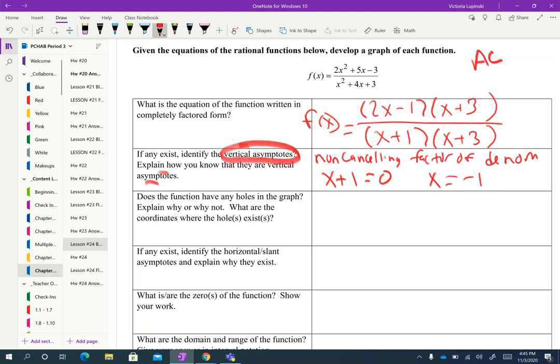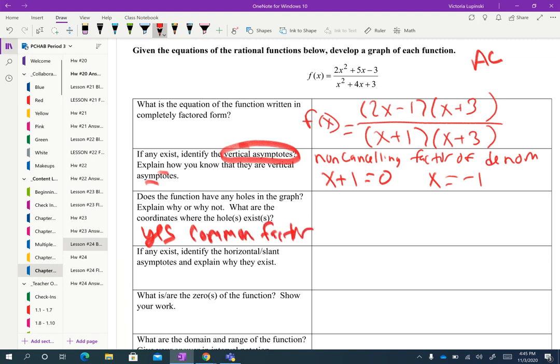Are there any holes? Why or why not? And what are the coordinates of the hole if there is one? So in order for there to be a hole, there has to be a common factor. So are there any holes? Yes, because of the common factor.